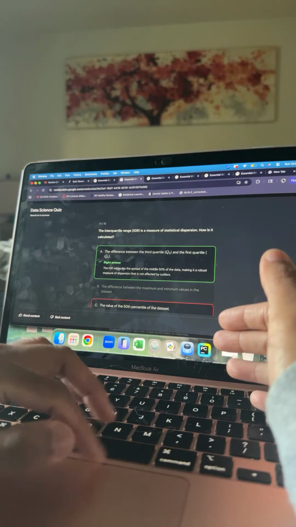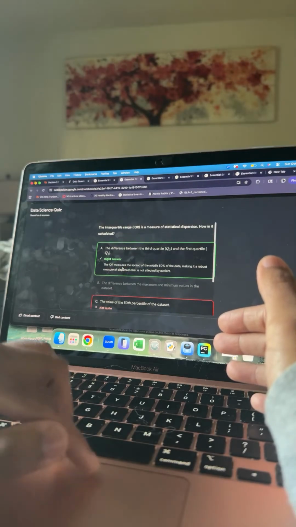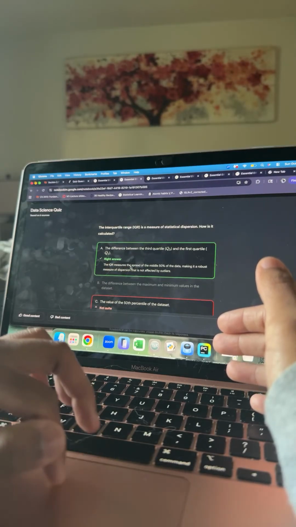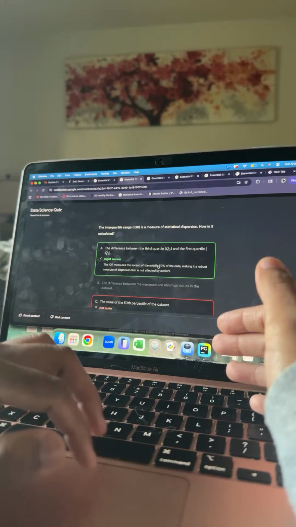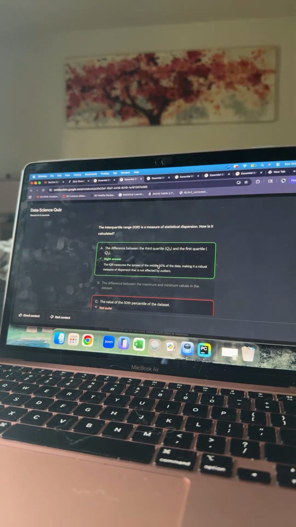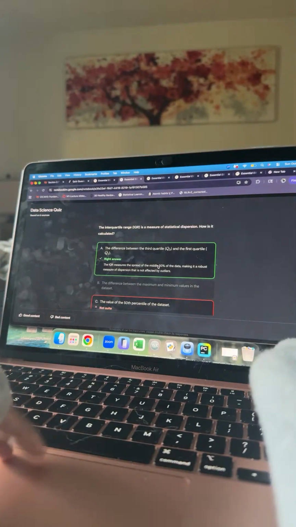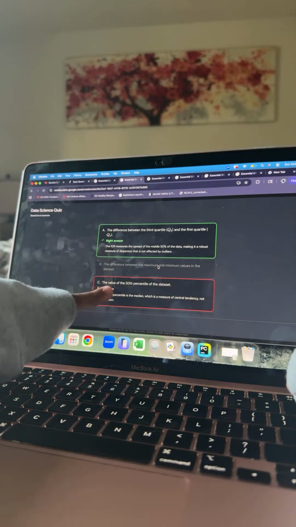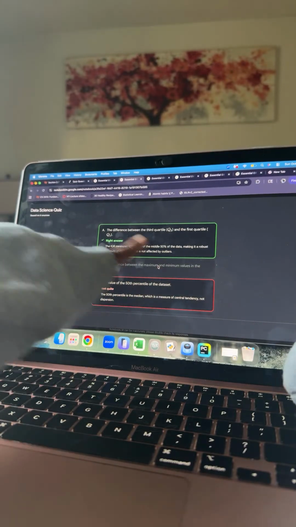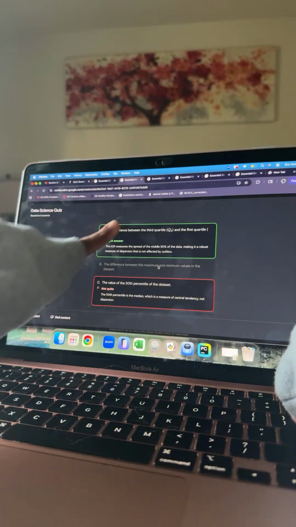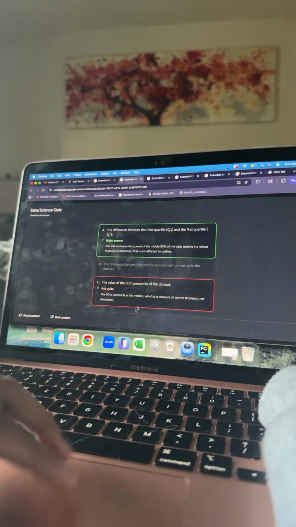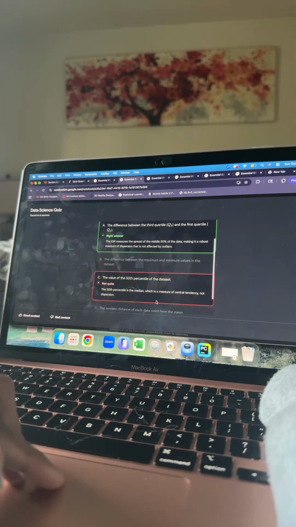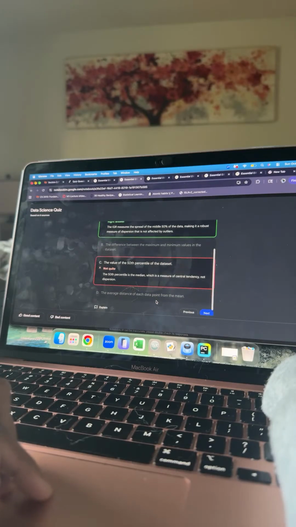So the interquartile range measures the spread of the middle 50% of the data, making it a robust measurement of dispersion that is not affected by outliers. Okay, so that was my first guess with this median thing, but that's not how you calculate it. That is a measure of central tendency, not dispersion.